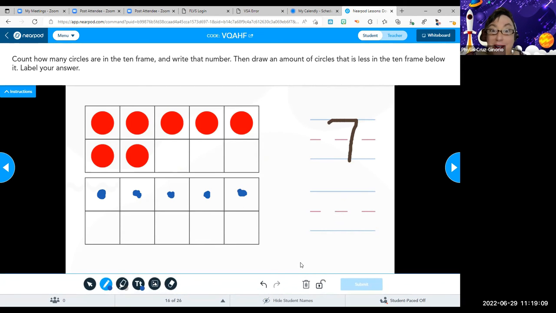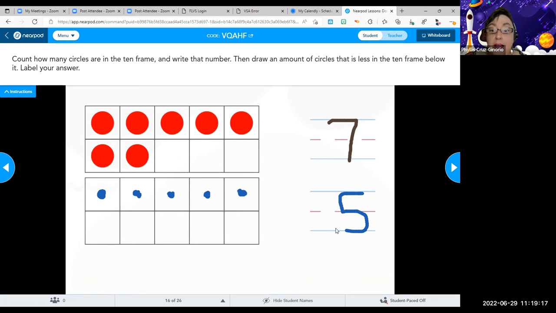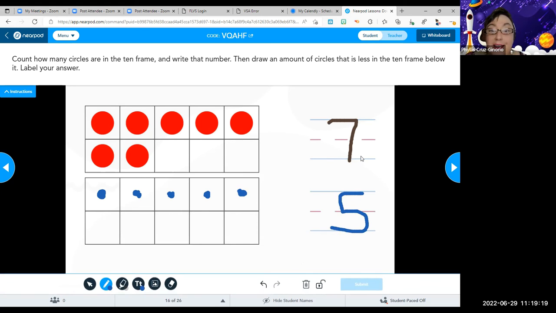How many dots did I draw? Count them. 5. Okay, stop and look at that. Did I draw the number of dots and write the number that is less than the group on the top? Did I do less? Is 5 less than 7? Yes, it is. If you were to match them up, I would have 2 extra red. That means that I have a greater number of red dots than I do blue.